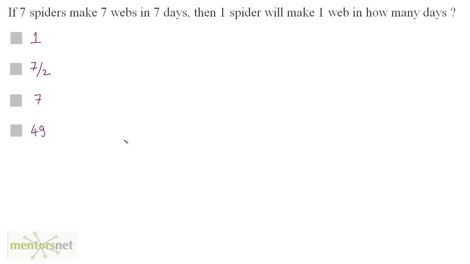If 7 spiders make 7 webs in 7 days, then one spider will make one web in how many days? Well, we can have the number of spiders and the webs per day that these spiders make. Thus, we have 7 spiders who make 7 webs in 7 days. Now, we have been asked in how many days will one spider make one web. So we have one spider, and in how many days will it make one web.